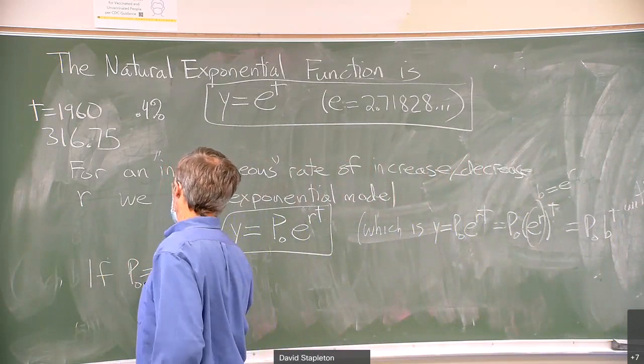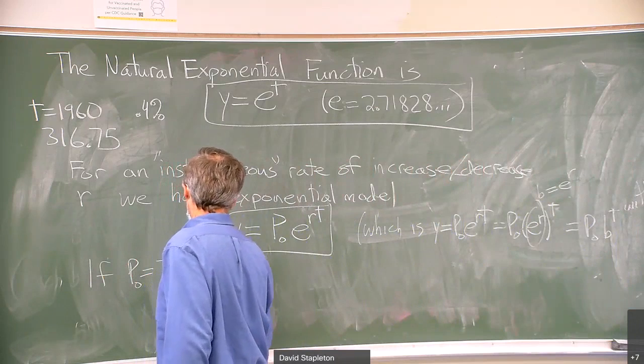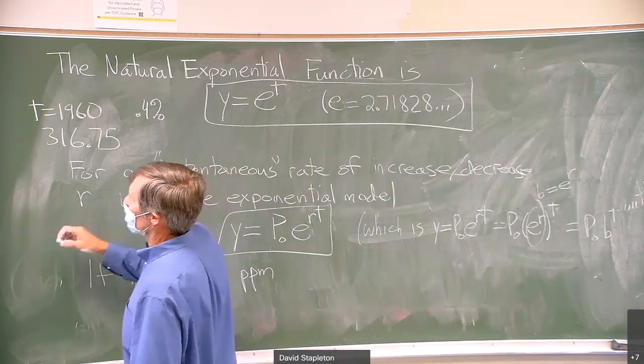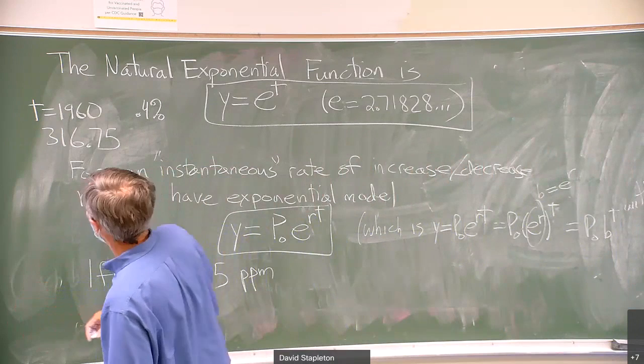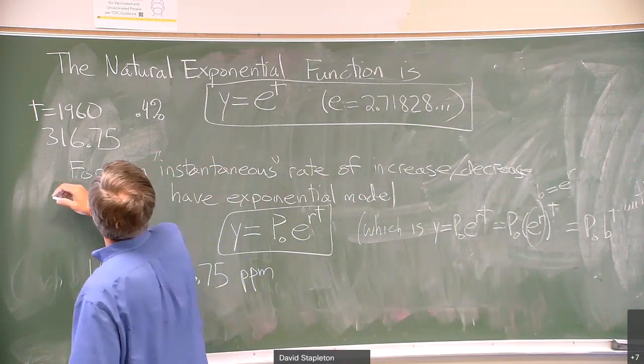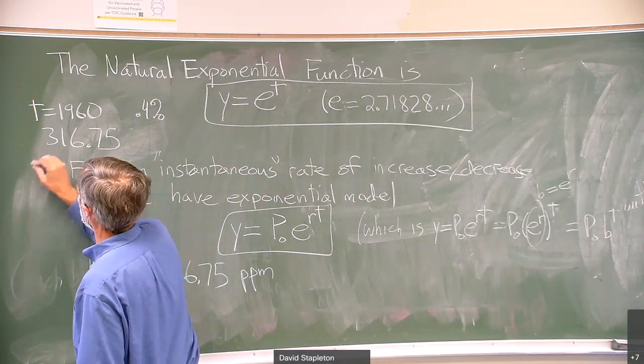And what I want to do in the second part of this problem is, P0 equals 316.75 parts per million, ppm. This is in problem 23, I think. Last problem on the homework. 19? Okay, thank you. Number 19 and 4.2.